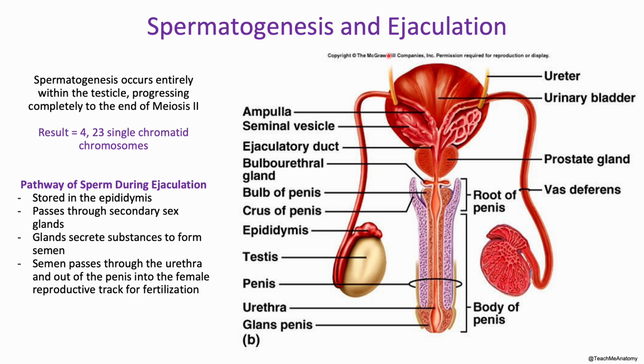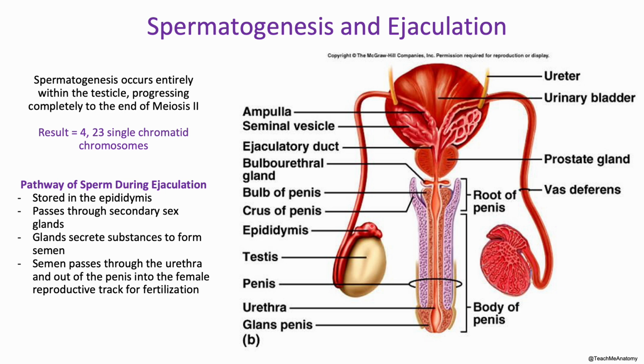So in understanding how these cells are going to form, we initially have to think about spermatogenesis, and this is the formation of the gametes in the male. So spermatogenesis occurs entirely within the testicle in males, and these sperm, once they are formed, are stored in the epididymis. So after spermatogenesis, you have 4 sperm that arise from a single cell, and each one of these has 23 single chromatid chromosomes, and they're stored in the epididymis.